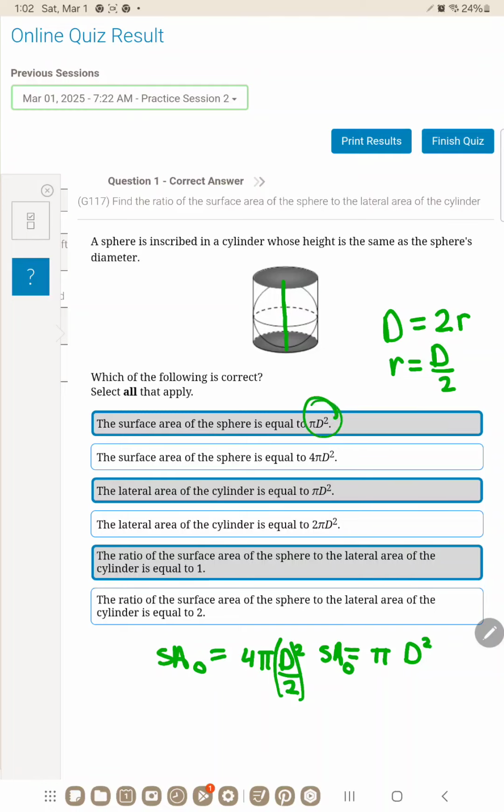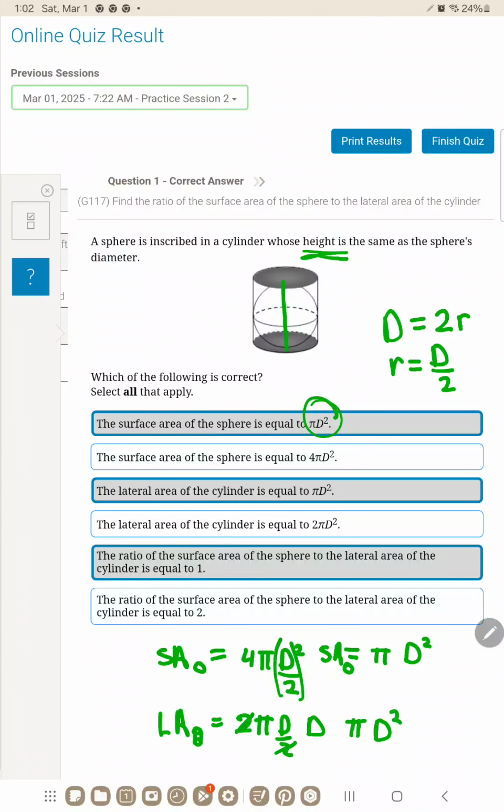Now, for the cylinder, the lateral area for a cylinder usually is, what's it called? 2 pi r h. Now we don't have r, but we have diameter, and we know that the height is the same as the diameter. So we're gonna replace r with diameter over 2 and h with diameter, because the height is the diameter. So 2 will cancel with 2, you'll be left with pi diameter squared. So again, the lateral area for the cylinder will be pi diameter squared.